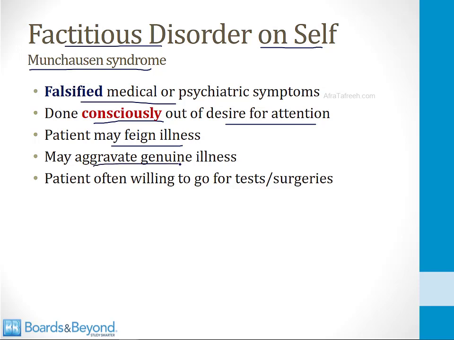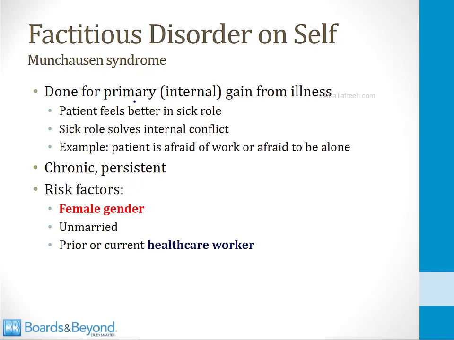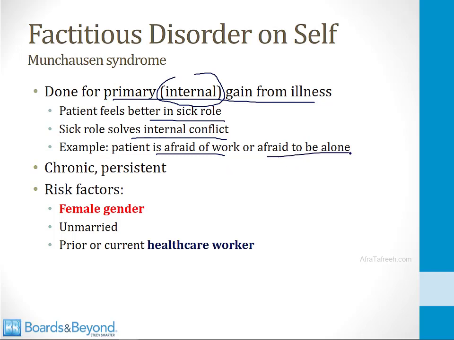And patients who have this condition are often willing to go for tests or surgeries because they like the medical attention that they get from having the falsified condition. Munchausen syndrome, or factitious disorder on self, is done by the patient for primary gain from illness. And by primary gain, I mean an internal gain. So the patient feels better in the sick role, and the sick role may involve some type of internal conflict. So, for example, patients who are afraid of work may feel better by having a disorder that allows them to not go to work. Or patients who are afraid to be alone may be happier in the hospital because now they are surrounded by others.